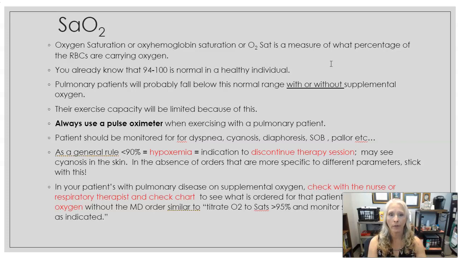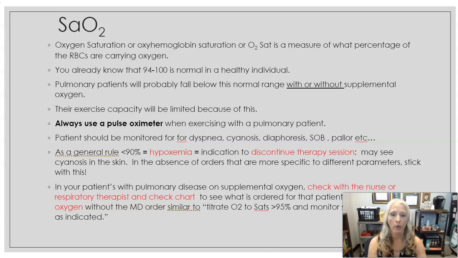You already know 94 to 100 is normal. As a general rule, less than 90% is hypoxemia, and that would cause you to discontinue therapy. If you're dealing with a normal patient who does not have COPD, they're in the hospital because of a total hip or a total knee or whatever, and all of a sudden they drop below 90%, then you're immediately going to start thinking maybe that patient threw a clot and might be in acute respiratory distress. That would be the need to call the nurse immediately, especially if they have dyspnea, cyanosis, diaphoresis, pallor, and some of those other things that accompany DVT that we talked about.